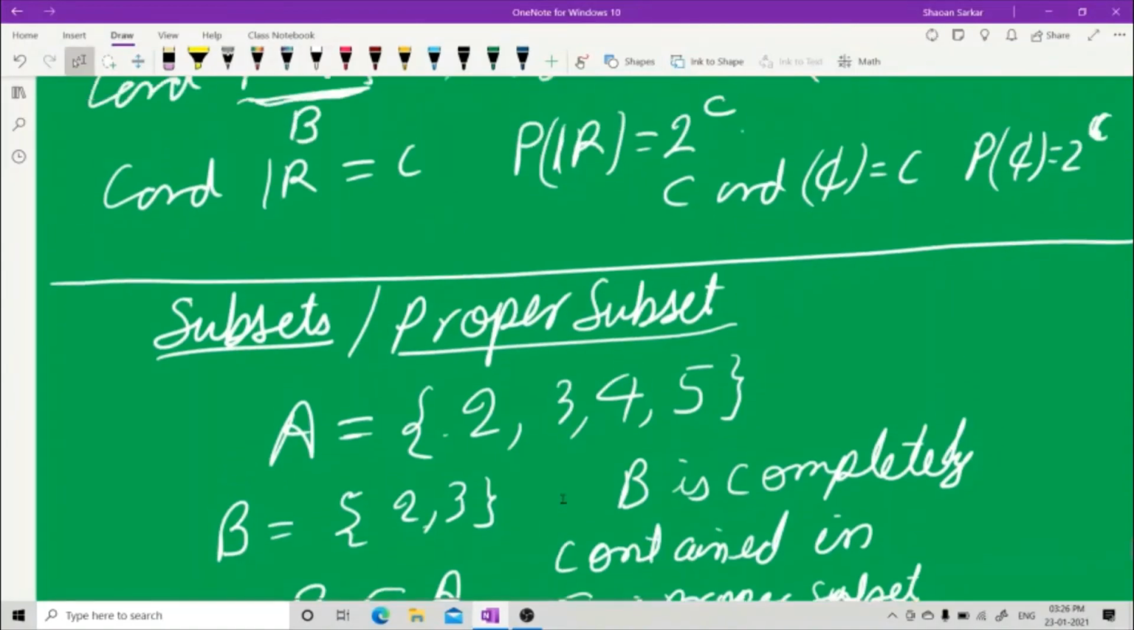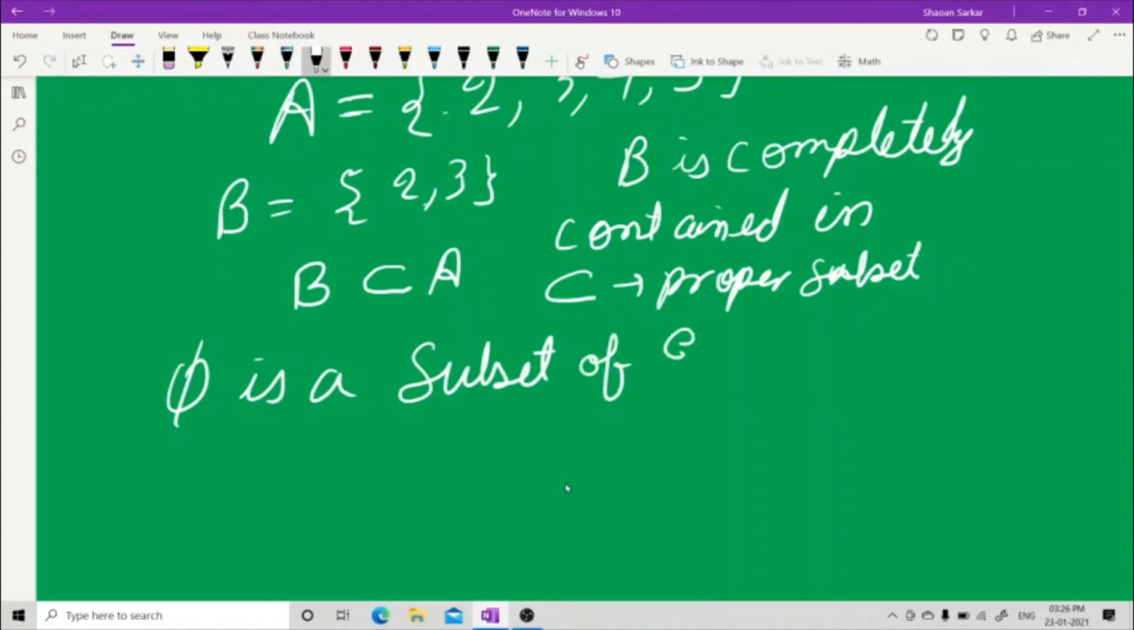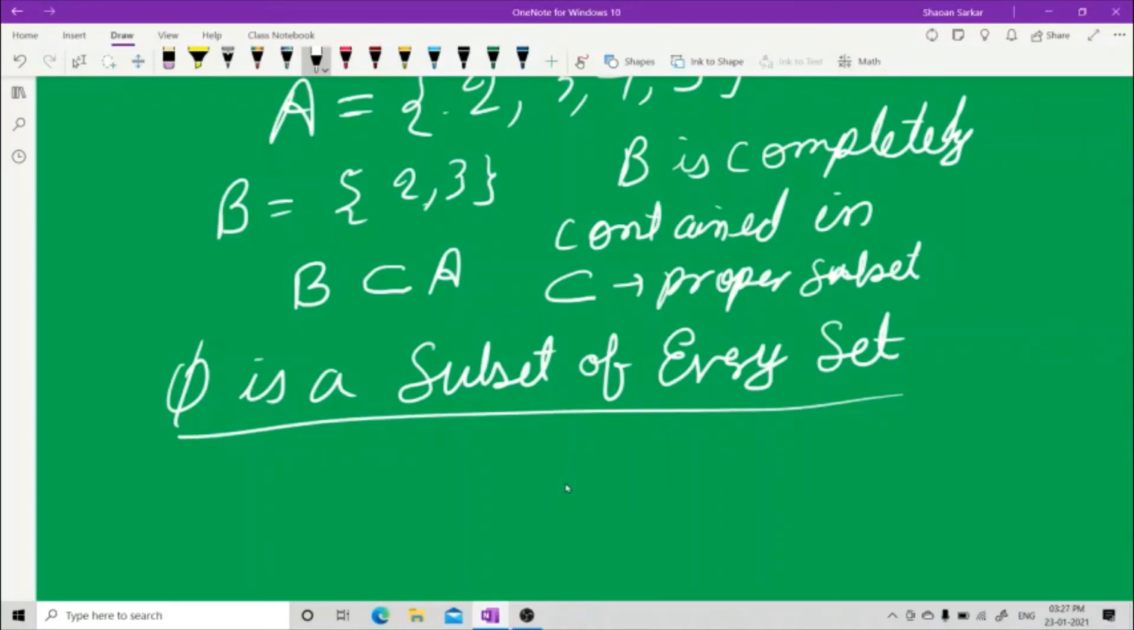Now the next thing that I need to tell you: phi is a subset of every set. I'm not giving the proof, but keep this in your mind. Phi is a subset of every set.